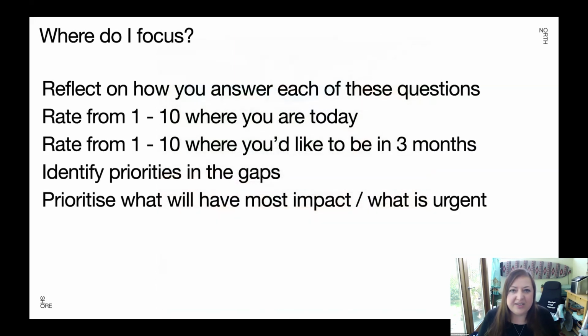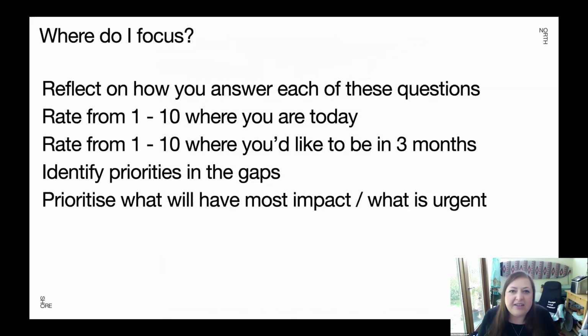So where do you focus? This is just a simple example of how to reflect. I've asked a lot of questions already in this talk. Reflect on how you answer each of those today. Rate from 1 to 10 where you are today. Even better, get some feedback on how well it's going.